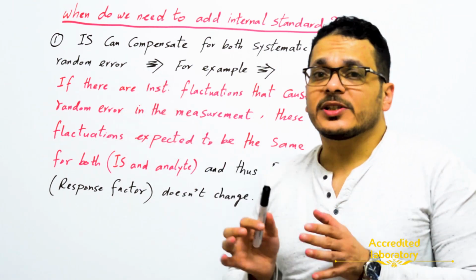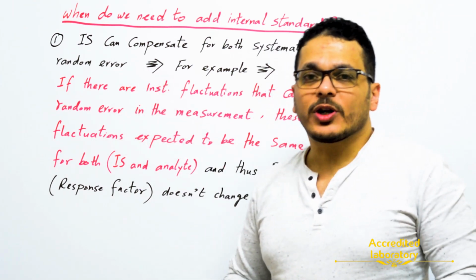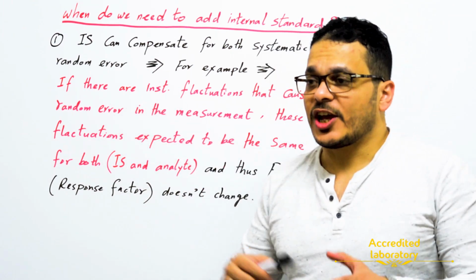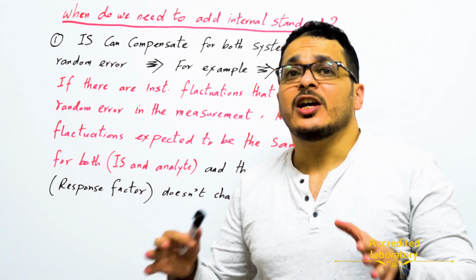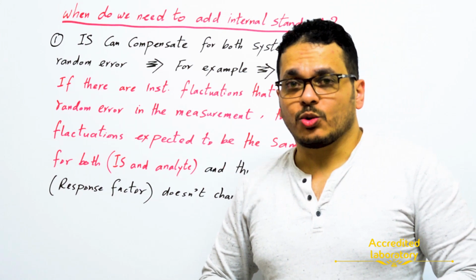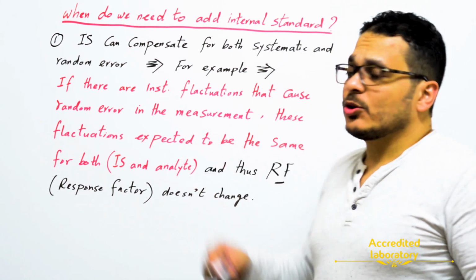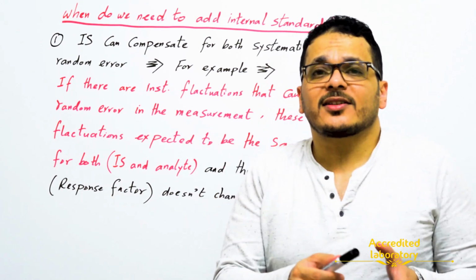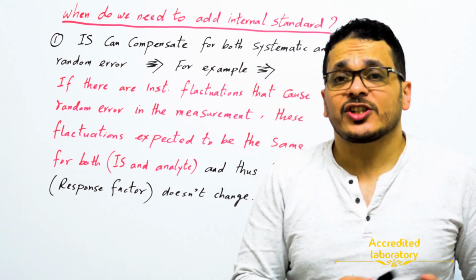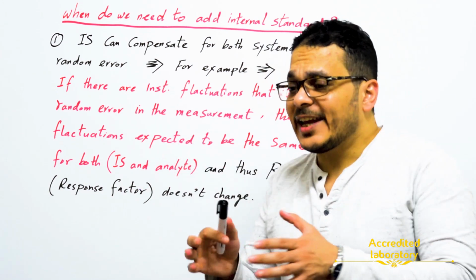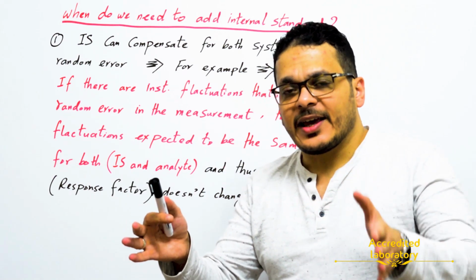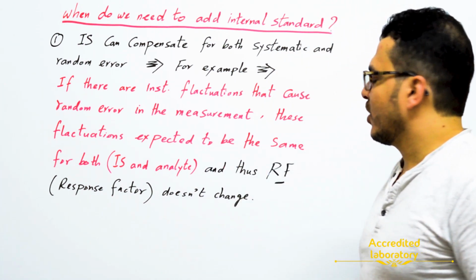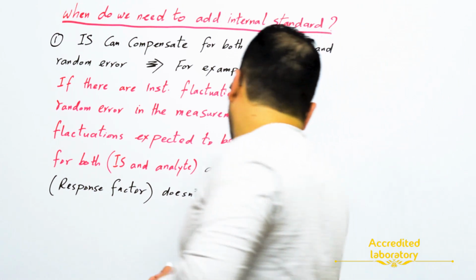An internal standard can compensate for both random and systematic error. For example, if there are instrument fluctuations that cause random error in the measurement, such as a flow rate change or an injection volume change, whatever problem makes the results fluctuate, these fluctuations are expected to be the same for the internal standard and the analyte, because the internal standard is already added to blanks, samples, and calibration standards from preparation to run. So any change will be the same for the internal standard and the analyte of interest. So the response factor does not change; it stays the same.